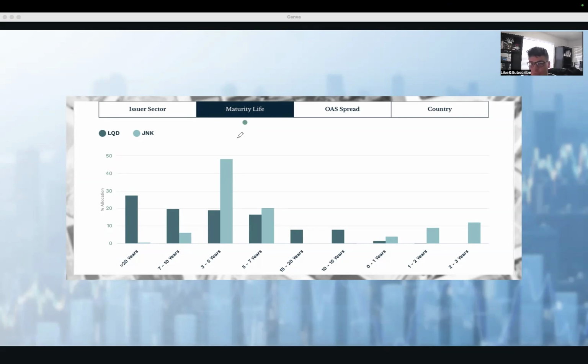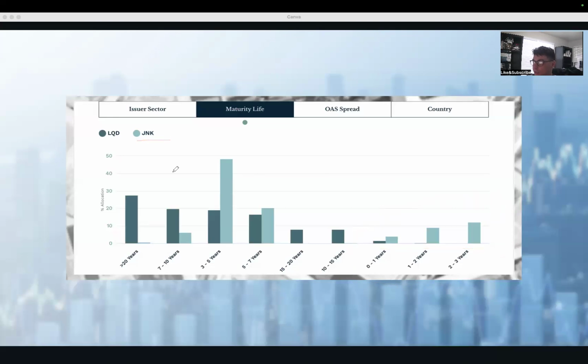So if you take that into perspective, something that's holding shorter term duration could potentially move faster during a Fed rate cut cycle, especially depending on how aggressive the Fed rate cut cycle is, which of course we do not know yet, right? You can see that a large chunk of their allocation is between the 0 to 3 years and 3 to 5 years for JNK.